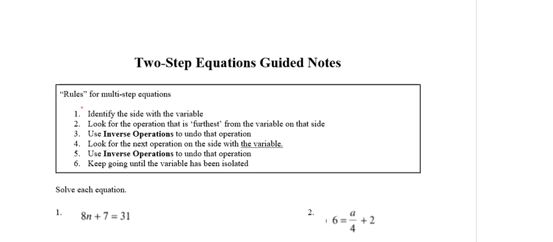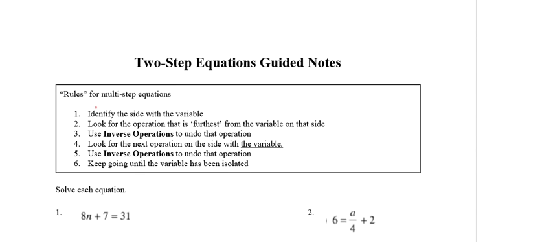So as always, the first step is identify the side with the variable. It could be the left or the right side. Number 2, look for the operation that is quote unquote furthest from the variable on that same side. 3, use inverse operations to undo that operation.